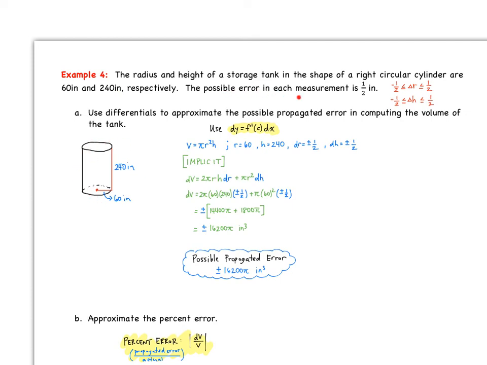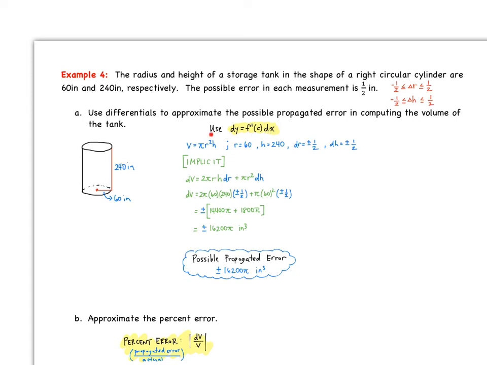The possible error in each measurement is 1/2 inch, meaning the delta r is between -1/2 and +1/2. That's the change. And same with delta h, it's between -1/2 and +1/2. So we're going to use differentials to approximate the possible propagated error in computing the volume. This is where we're just finding the derivative. We're using dy equals f prime times dx.